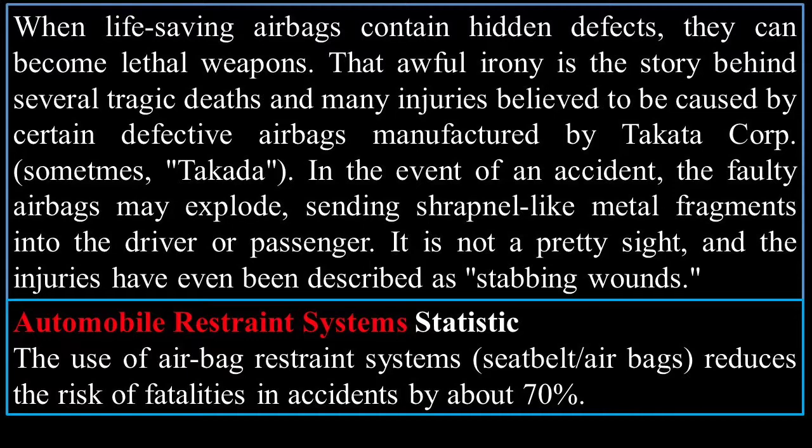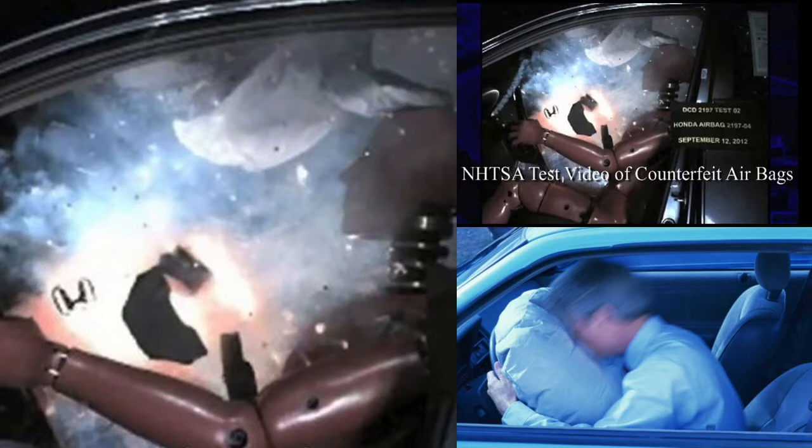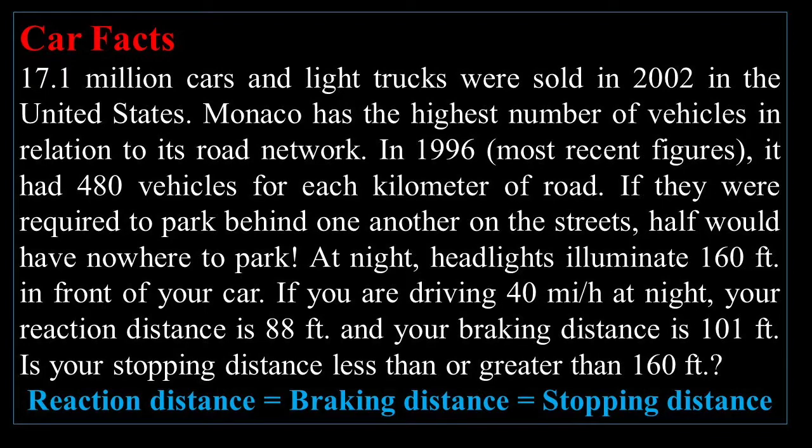Automobile restraint systems statistics. The use of airbag restraint systems, seatbelt airbags, reduces the risk of fatality in accidents about 70%. That is an amazing statistic. 70 out of 100 will live another day. There's the explosive. Gosh, it's amazing, isn't it? Amazing. 17.1, some car facts.